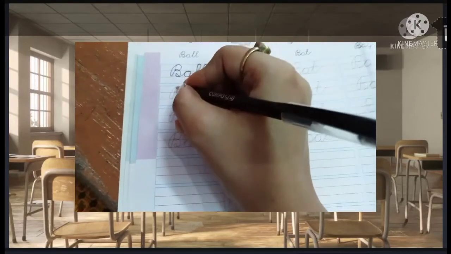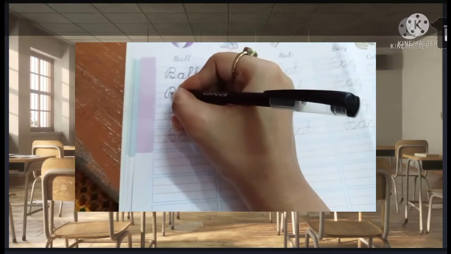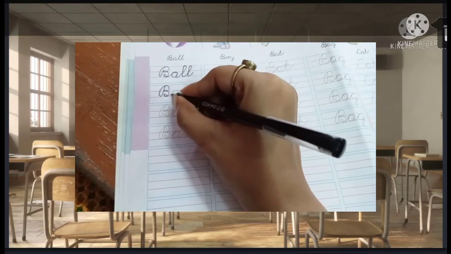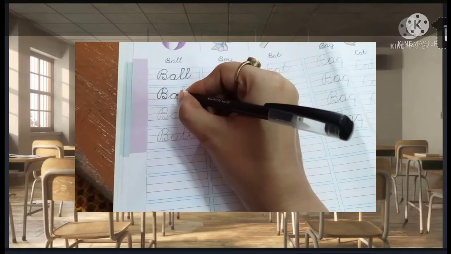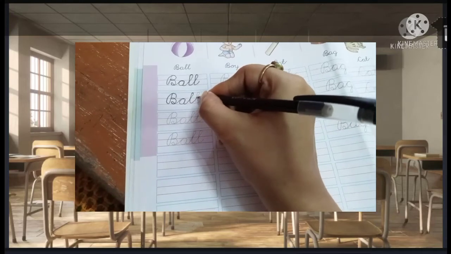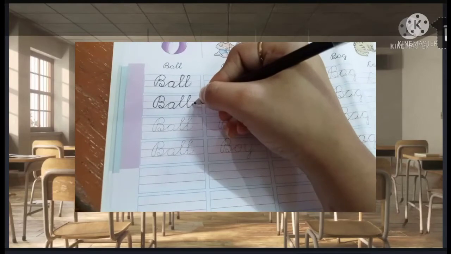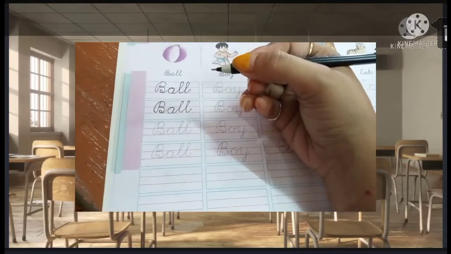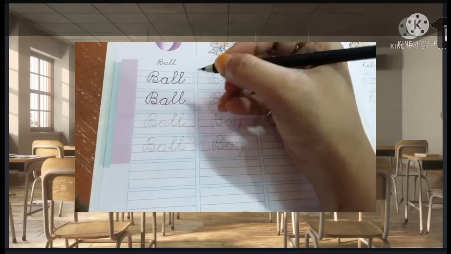So we start from the blue line at the top. We move on. Half circle, and there is a twist. And then again we write letter A, then L, and again L. Keep in mind, students, do not pick up your pencil. I am writing with pen. You will write with pencil. Do not pick it up. That is wrong.